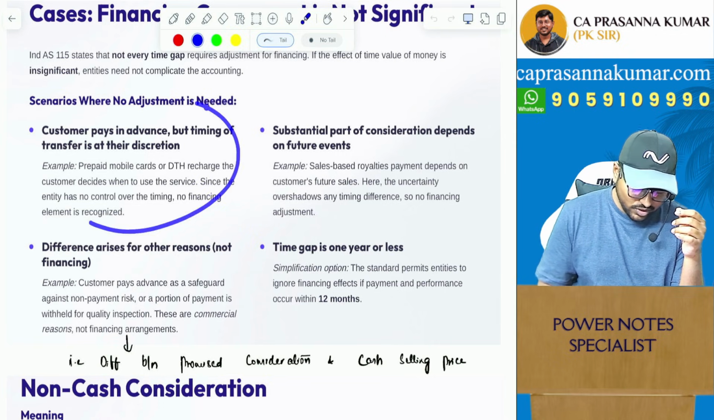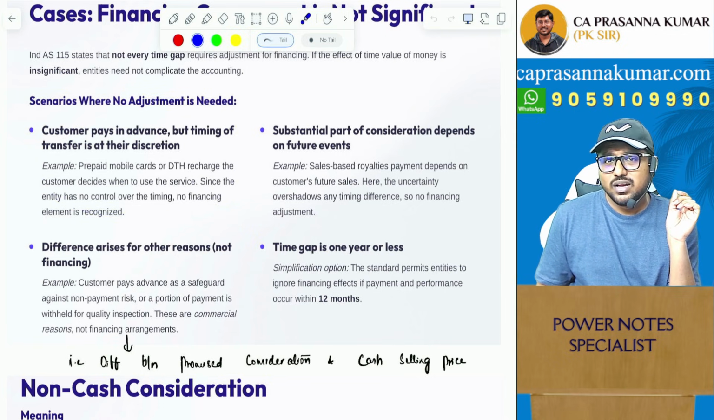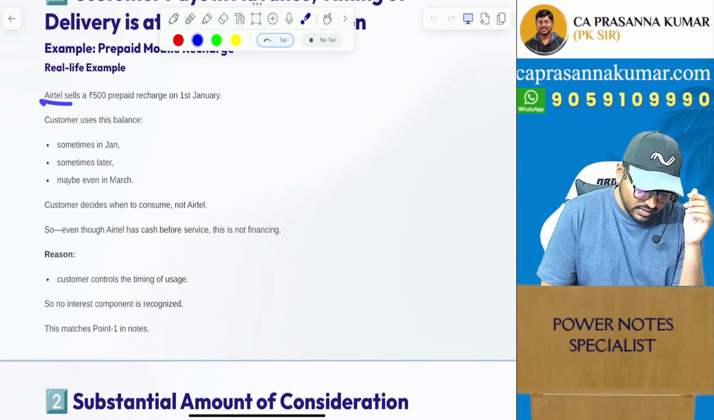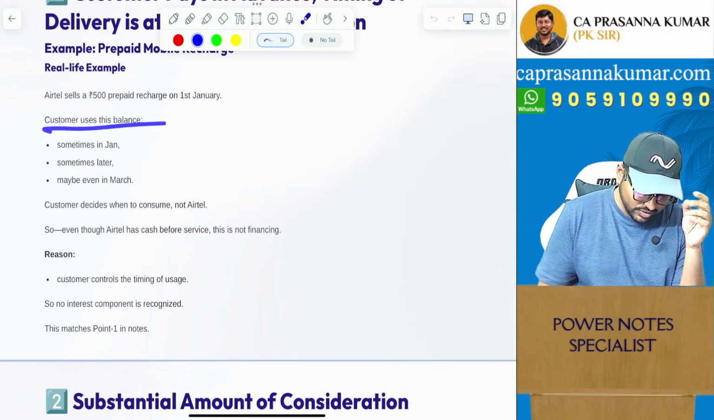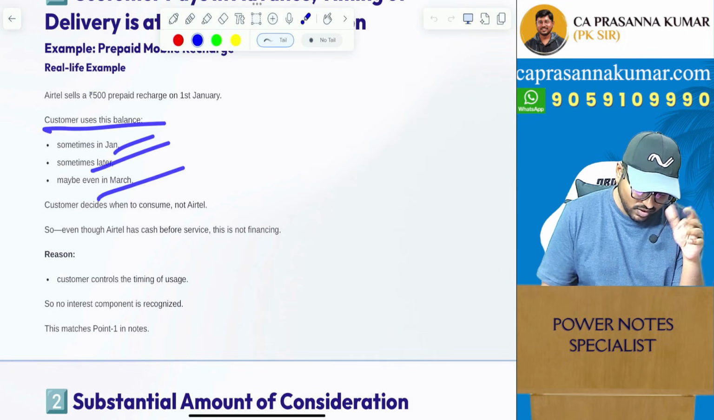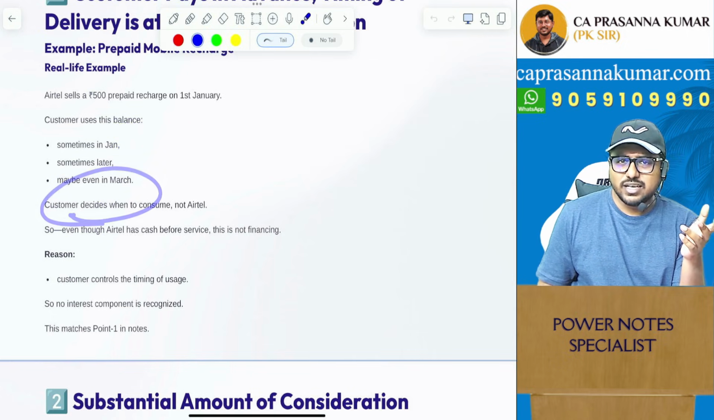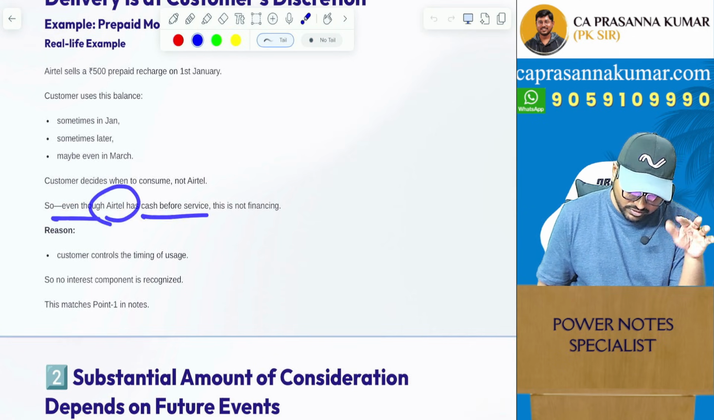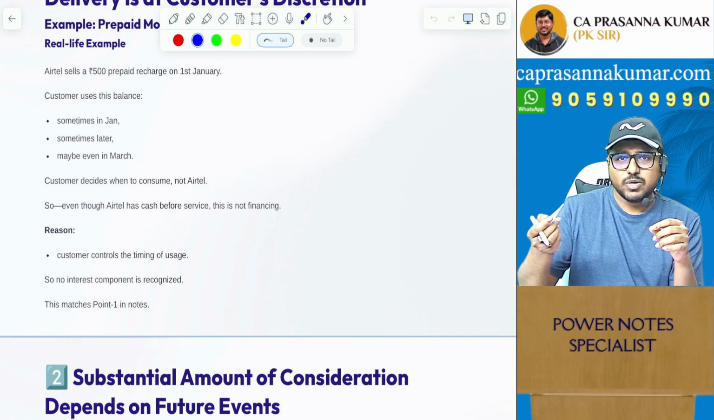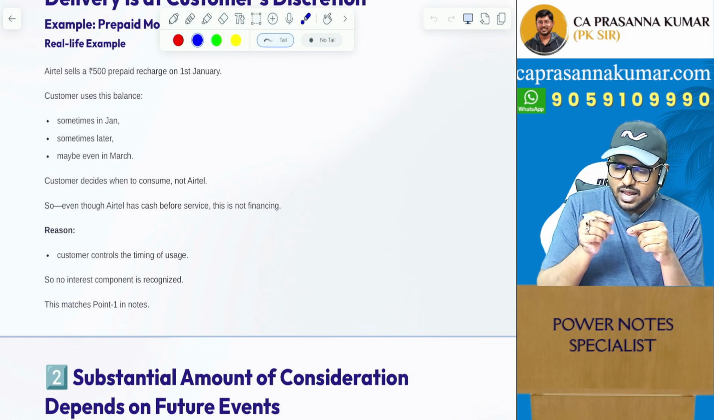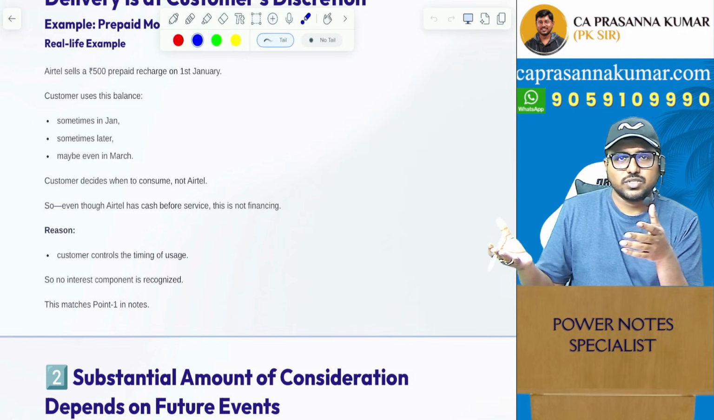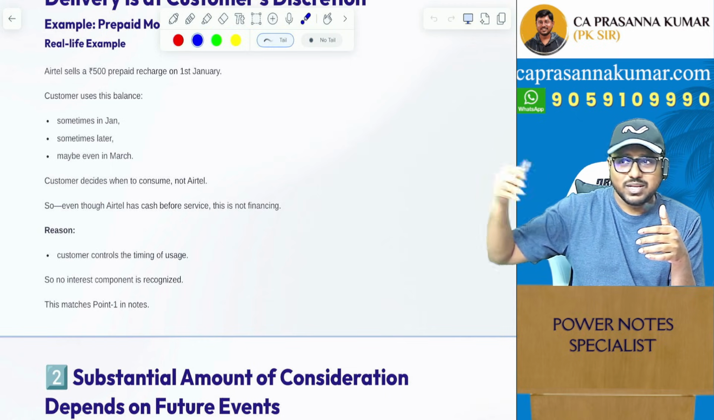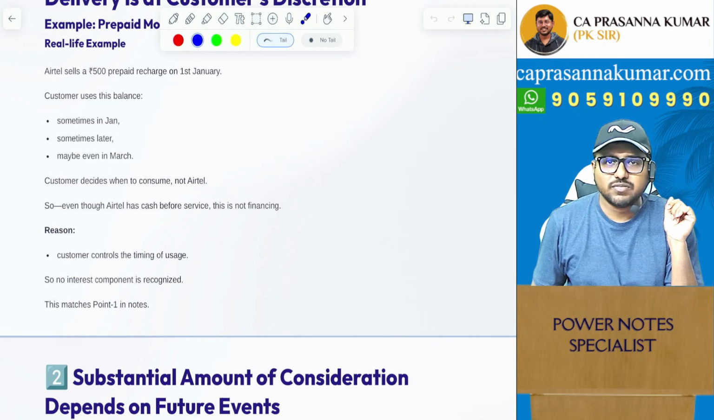So in this kind of scenario, do not consider that timing difference as a significant financing component. For example, Airtel sells a 500 prepaid recharge on 1st January. The customer uses this balance maybe in January, maybe later, or maybe even in March. So it is at his discretion, at his choice. Even though Airtel has cash before service, this is not financing. If the customer wants, the moment he buys the recharge card, he can scratch it and use the service. He has chosen to use it at a later point of time. That is at his discretion.